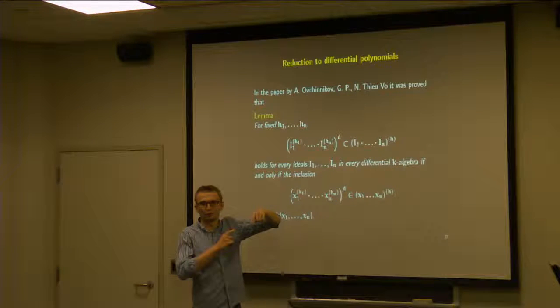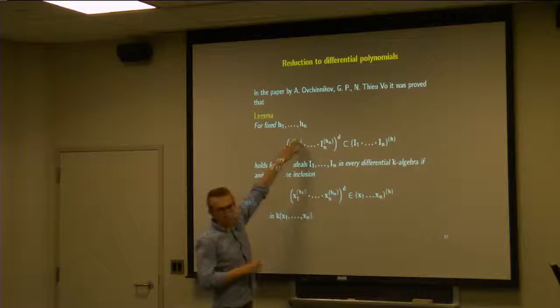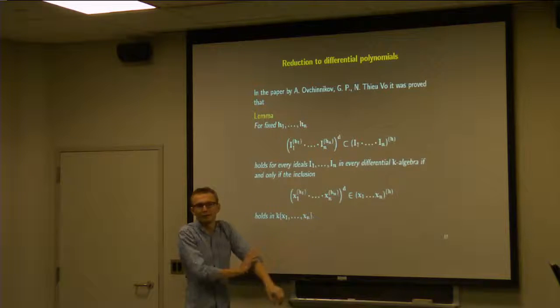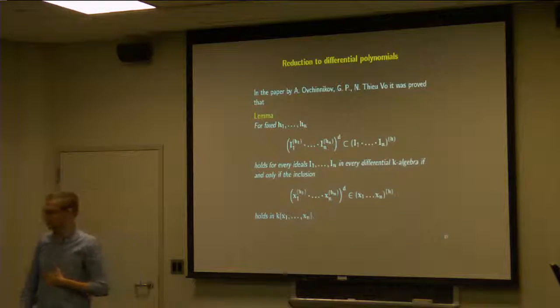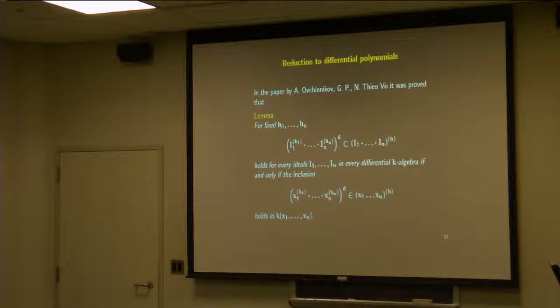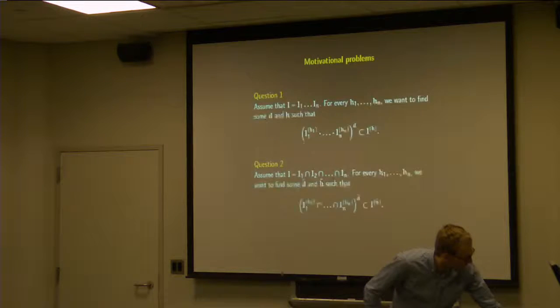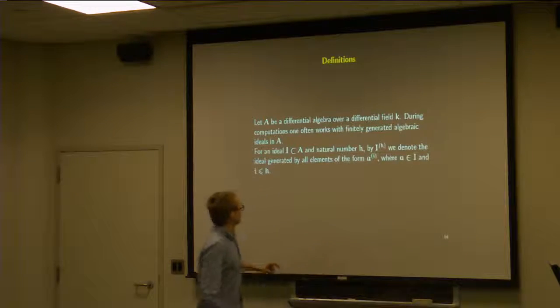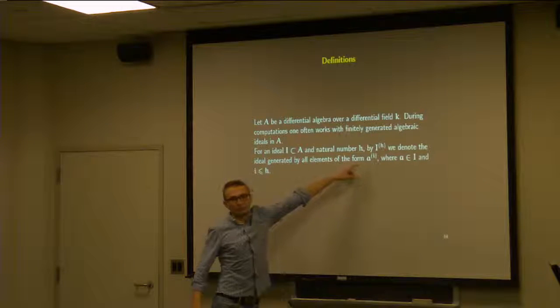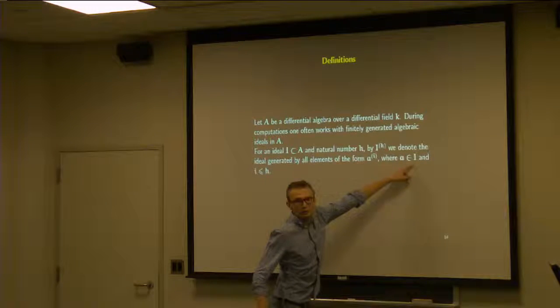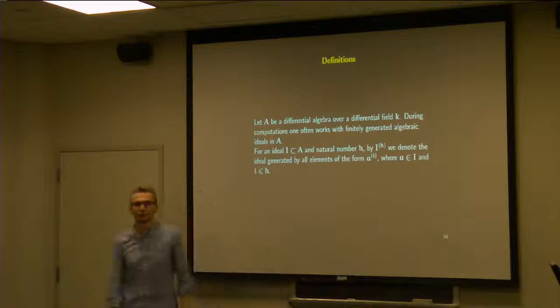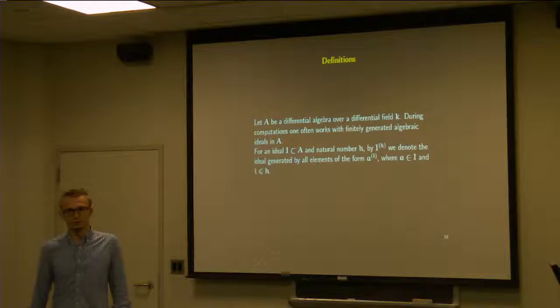No inclusion. If something lies in the prolonged ideal, it doesn't mean that it lies in the initial ideal. I just asked you for the definition of I1 upper H1, and you said it was all the elements in I1 whose order is bounded by H1. No, generated by. So you take all the elements in I1, and then you differentiate them. Generate all elements of A up to form H1 times, where A lies in ideal I. It's the ideal, it's not necessarily the differential ideal. I1 is not necessarily a differential ideal.